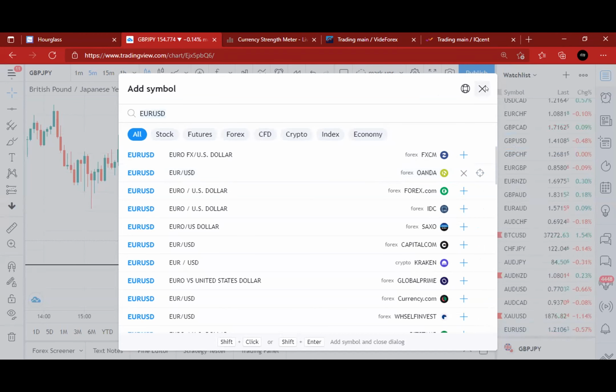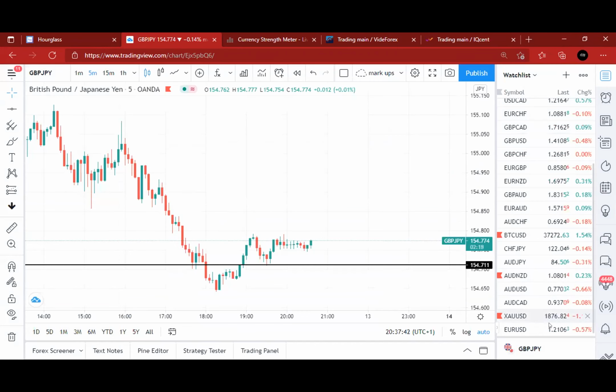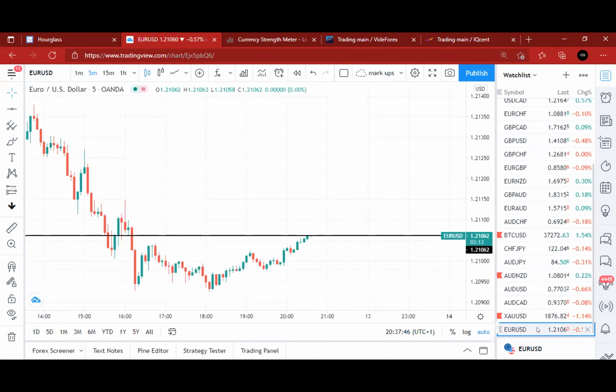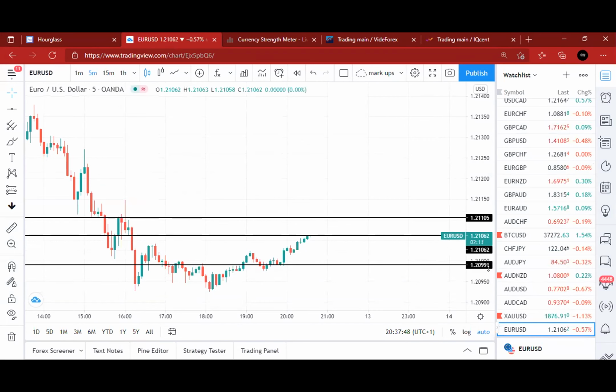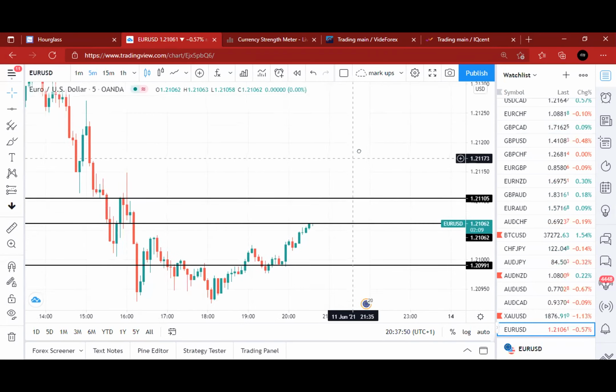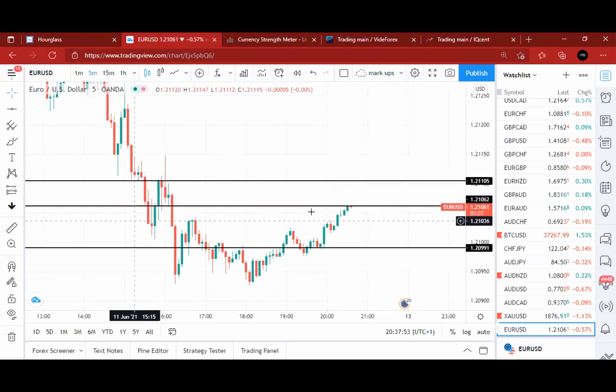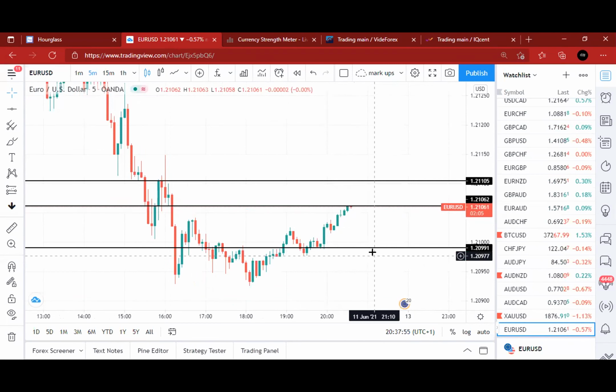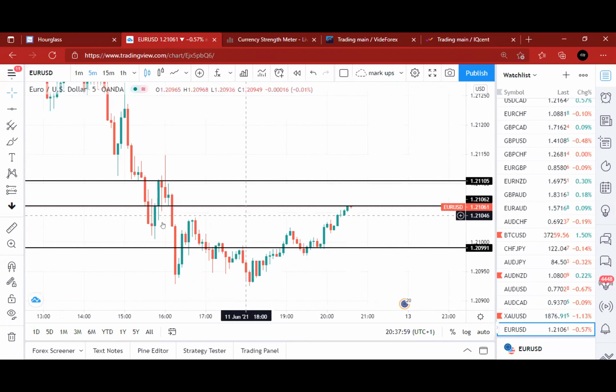Once I select Oanda, it's going to be added here. You always see it at the bottom. So if I click on this now, it has opened up. Let me do something. I think this one is going to sell from this price, 0.62 Euro USD. I think we might sell from here.